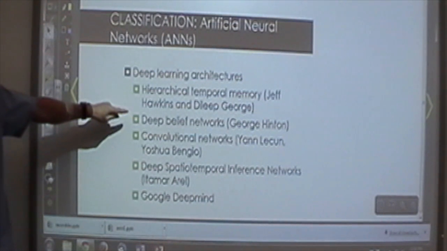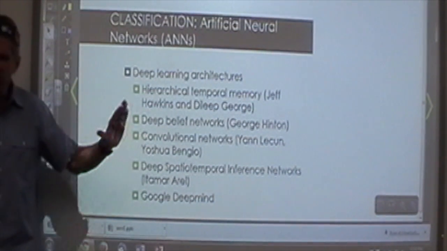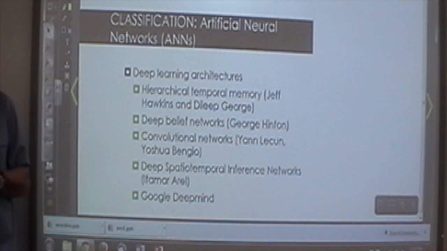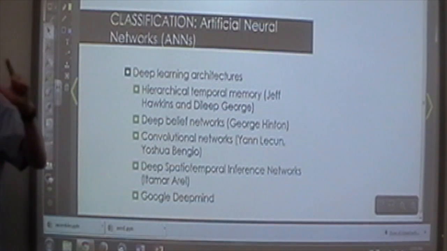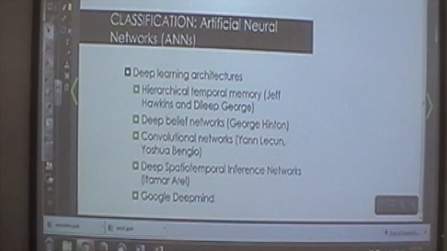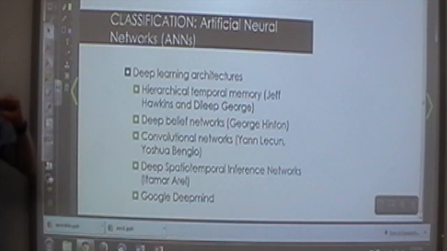There are also concepts called deep belief networks that were championed by Geoffrey Hinton. And then convolutional networks, introduced by a couple of other individuals: Yann LeCun, who now works at New York University and is also director of AI research at Facebook, and Yoshua Bengio, who has a preprint of a book on deep neural networks on his website. This is the forefront of what's happening right now in terms of neural networks.